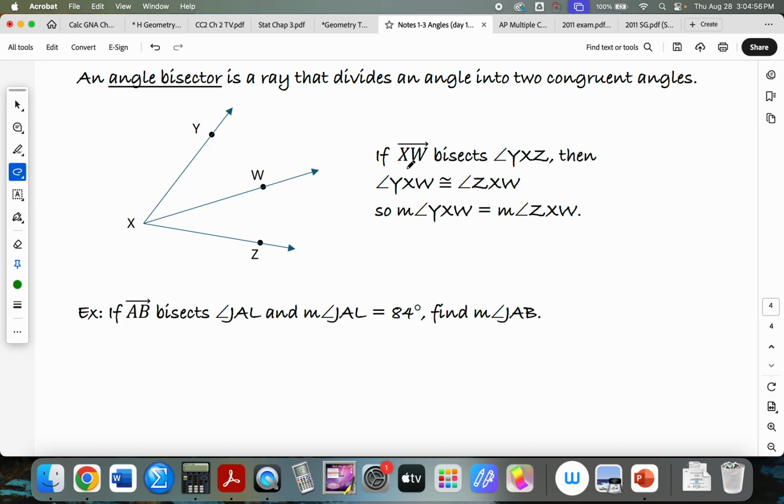So here, if ray XW, this ray here, bisects YXZ, when you think about bisects, think about someone took a cleaver and whacked it in two. It took that one angle right in the middle, bam, split it into two parts that are exactly the same size. Then these two angles are congruent to one another: angle YXW and angle ZXW. Since they're congruent, their measures are the same.